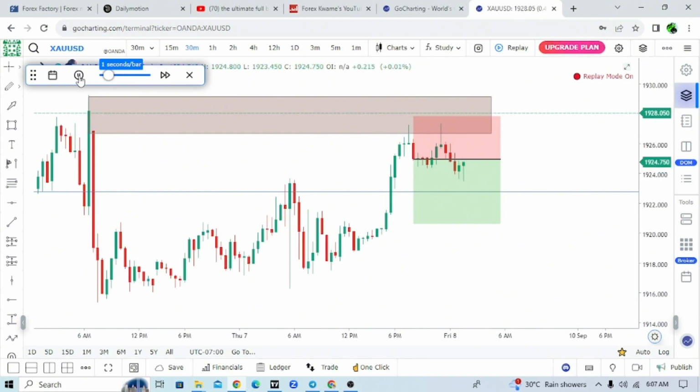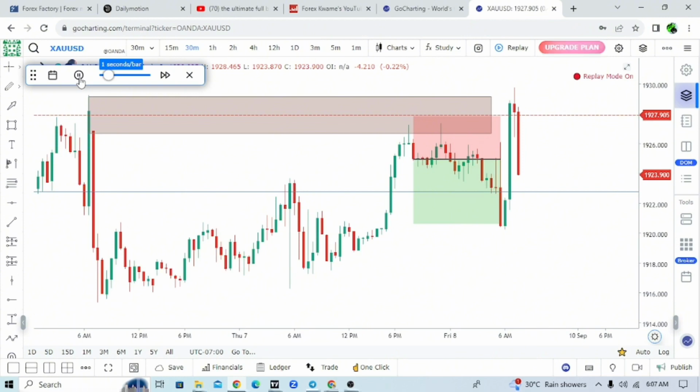Okay, now we are in profit, guys, and then price is going back. Let's patiently wait to see what will happen, guys. Boom, we hit our take profit, guys. We hit our take profit.